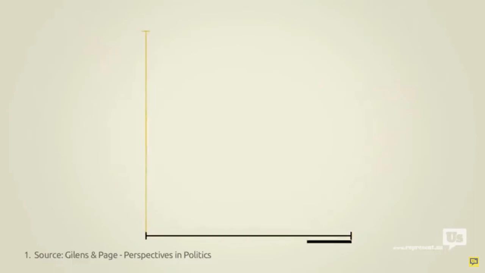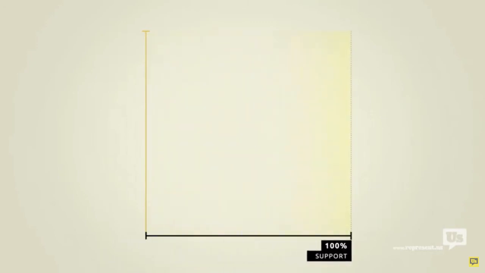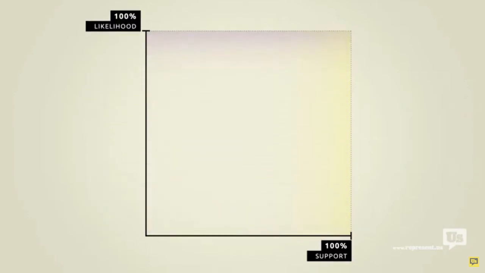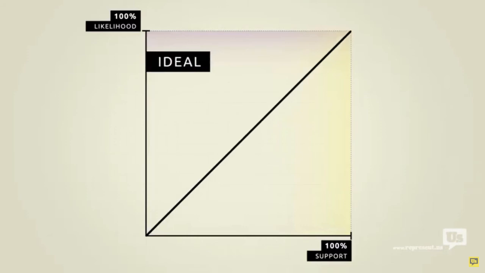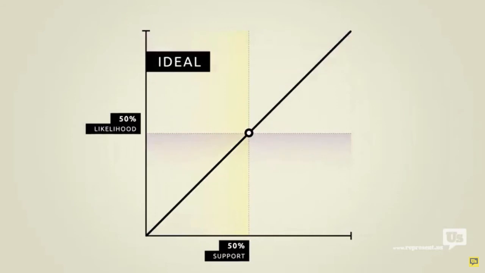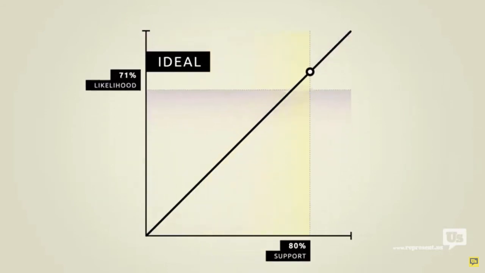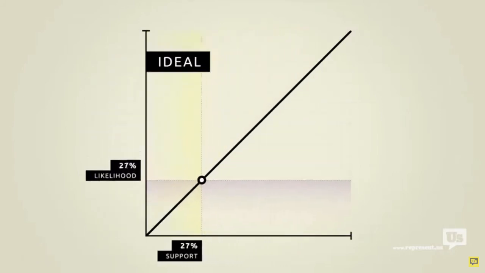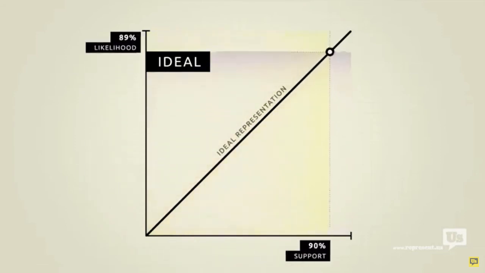This axis here represents public support for any given idea. On the left, at 0%, are ideas that not a single American wants. On the right, at 100%, are ideas that everyone supports. This axis represents the likelihood of Congress passing a law that reflects any of these ideas, from a 0 to a 100% chance. On this graph, an ideal republic would look like this. If 50% of the public supports an idea, there's a 50% chance of it becoming law. If 80% of us support something, there's an 80% chance. You get the idea. Now, most Americans would probably agree that, with a few exceptions, we should be as close to this ideal as possible.